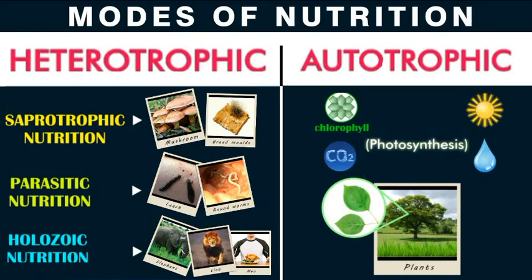Children, last class we discussed autotrophic nutrition. We learned that all green colored plants can perform photosynthesis, so they are able to prepare their own food.